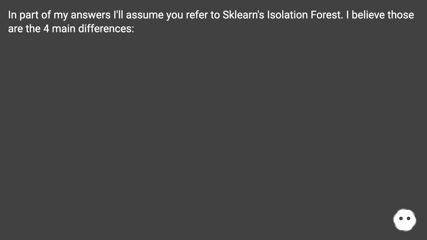In part of my answers I'll assume you refer to Scikit-learn's isolation forest. I believe those are the four main differences.